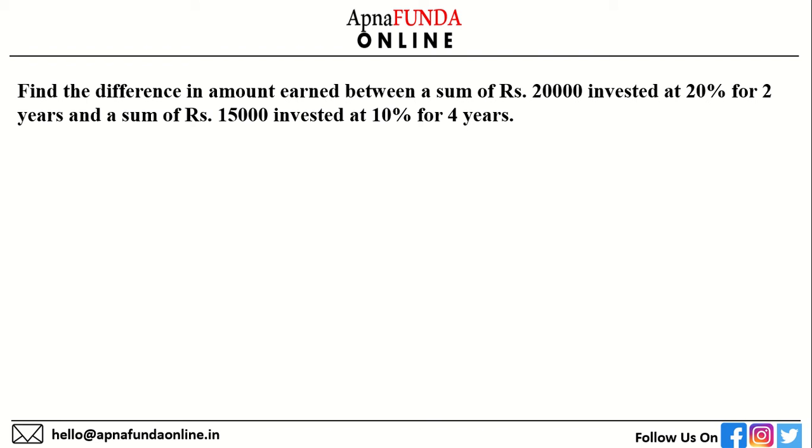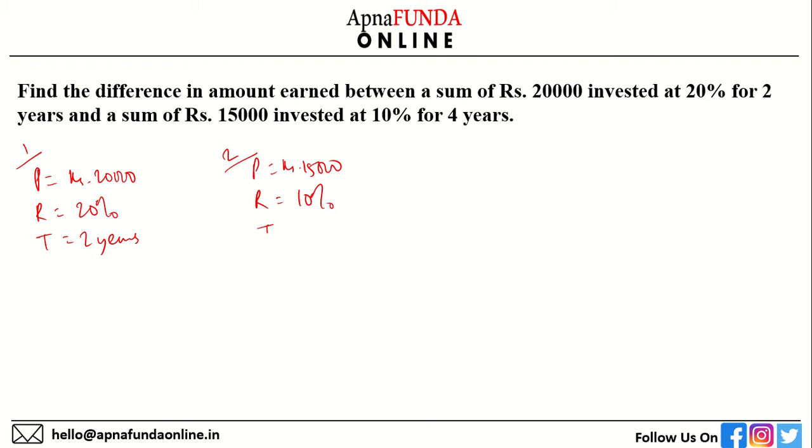Let's solve it again. So the first part says the principal is rupees 20,000, the rate of interest is 20%, and the time period is 2 years. And the second part says the principal is rupees 15,000. This amount is invested at 10% and the time period is 4 years.